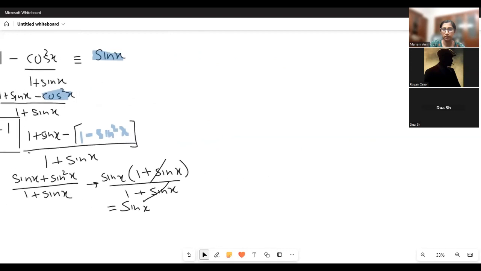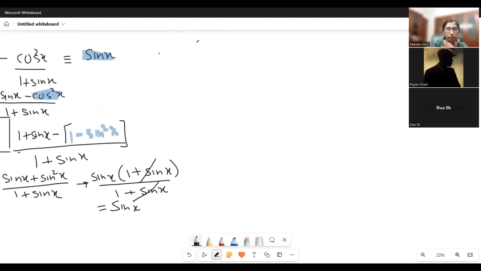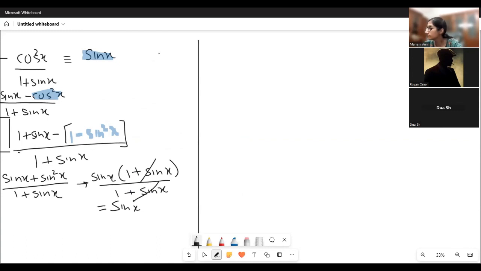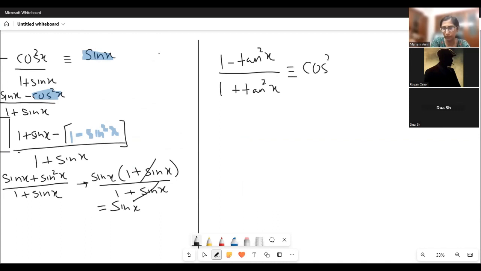Another identity, which is (1 minus tan square x) upon (1 plus tan square x) is identical to cos square x minus sine square x. Okay.